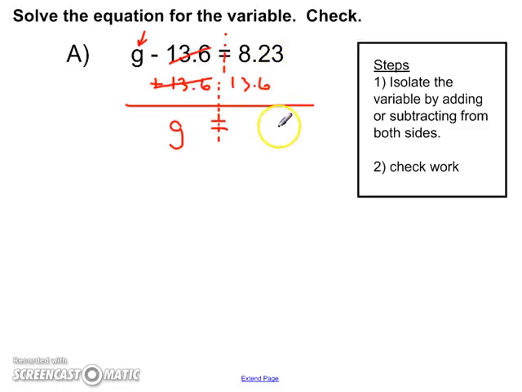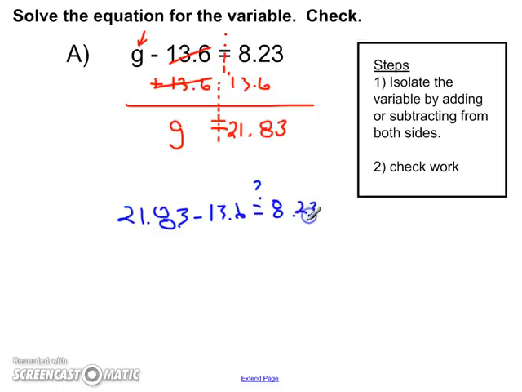This would be a 0, so 3, 6 and 2 is 8. My decimal, 8 plus 3 is 11. Carry a 1, 11 is 2, 21.83. And so if we check it, okay, so my 21.83 goes here for G. 21.83 minus 13.6. Is that equal to 8 and 23/100ths?